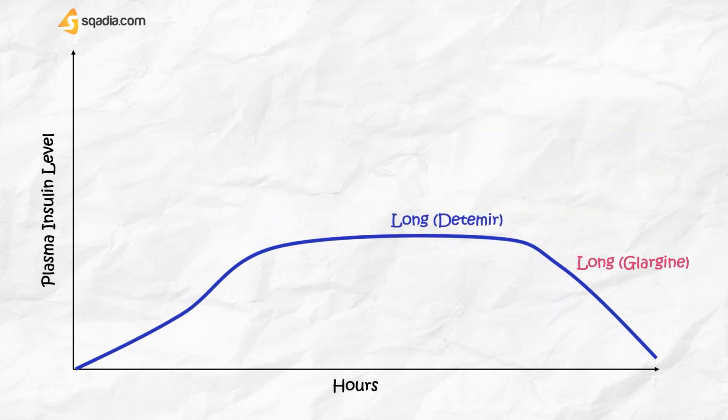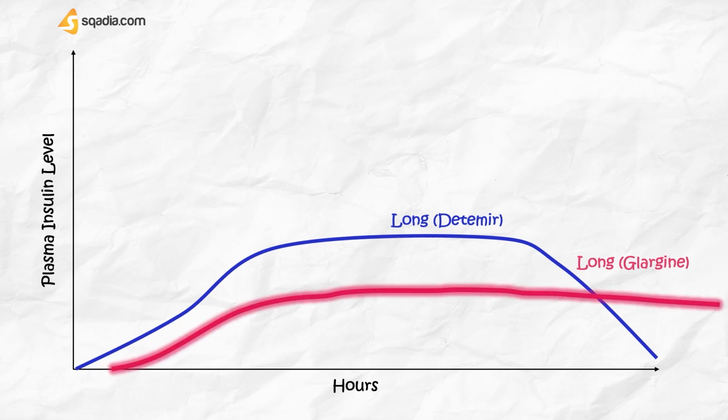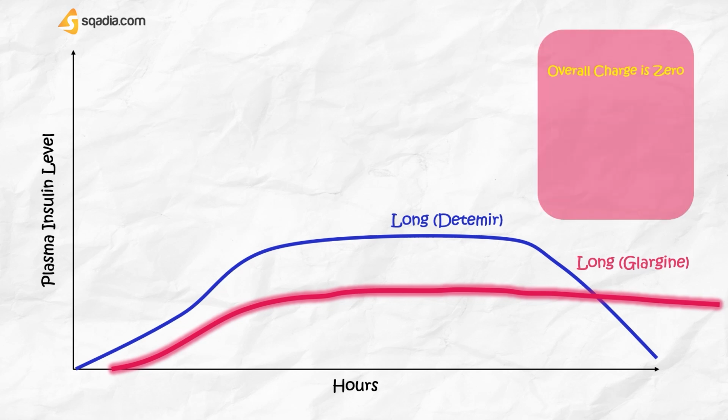Moving towards long-acting insulin preparations. The isoelectric point of insulin glargine is lower than that of human insulin, leading to formation of a precipitate at the injection site that releases insulin over an extended period. The isoelectric point is the point at which the overall charge of the protein is 0. It has a slower onset than NPH insulin and a flat, prolonged hypoglycemic effect with no peak.